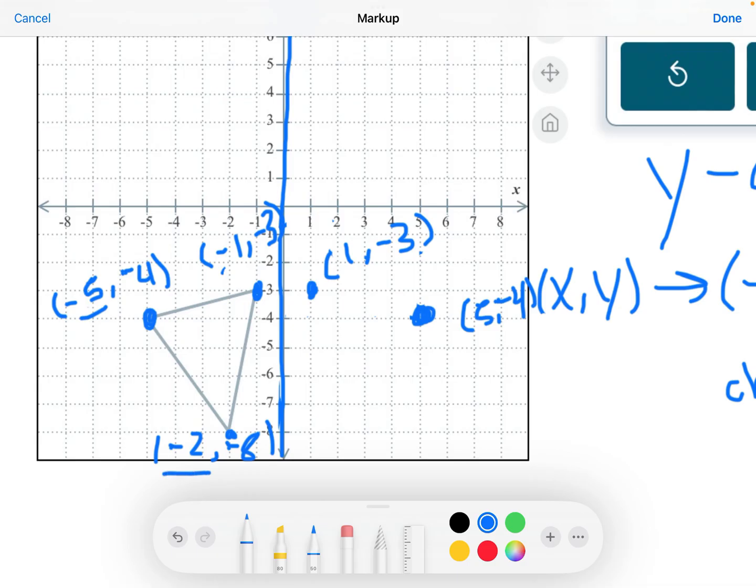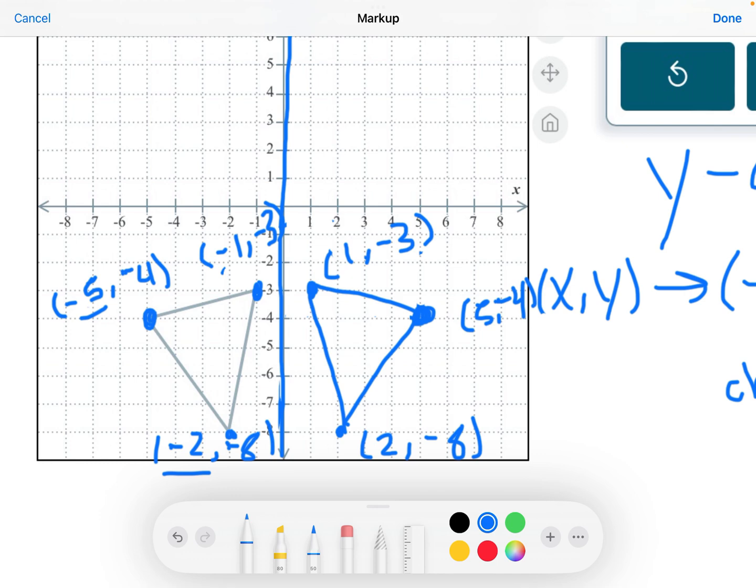Then the x value needs to go to positive because it changes its sign, so it goes to 2. Y value stays the same at -8. So we get our coordinate point here at 2, -8. And then you would just connect them, and that's how you get your reflection.